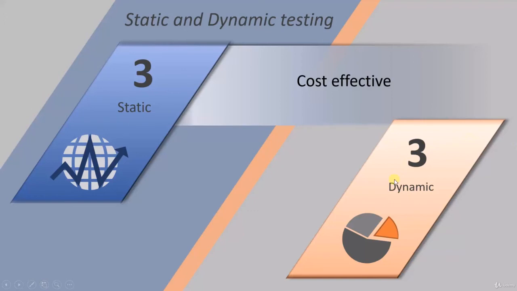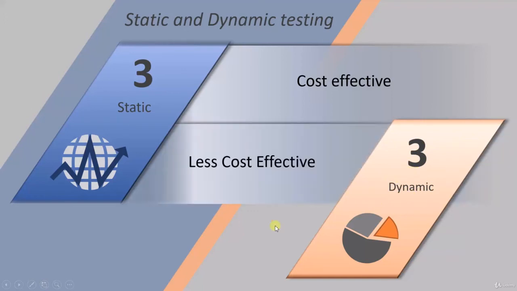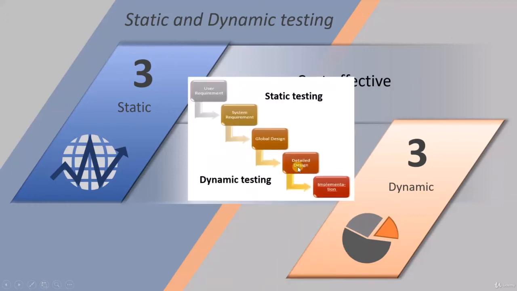Now we move to the third difference. Static testing is cost effective, whereas dynamic testing is not quite as cost effective. Let's try to understand this. As we saw in this diagram, static testing is conducted in the early stages. So let's say you have a mistake here, and using static testing, you have found it. Then you only have to correct this one document. But during dynamic testing, you are all the way over here, after the code is ready and the implementation is being carried out.